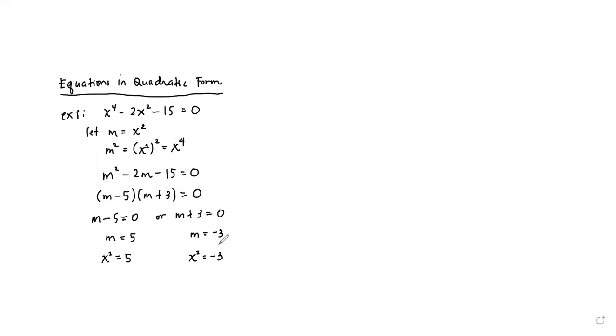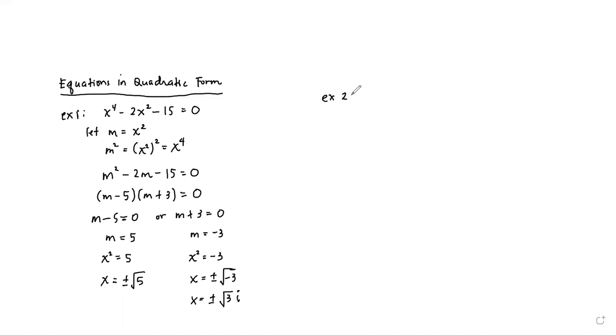So our first equation is now x squared equals 5, and our second equation is x squared equals negative 3. Now, using the square root property, we have x is equal to positive negative square root of 5. And then for the second equation, we get x is equal to positive negative square root of negative 3. But square root of negative 3 can be written as square root of 3 times the imaginary number i. So these are the solutions of our equation.